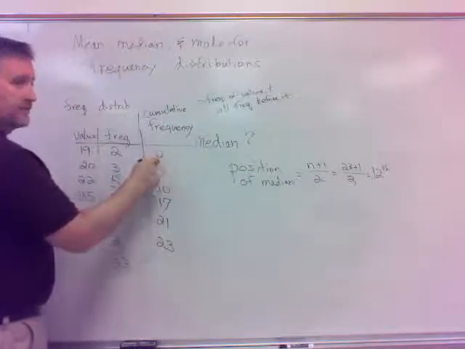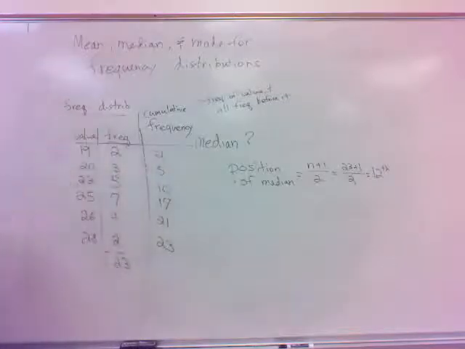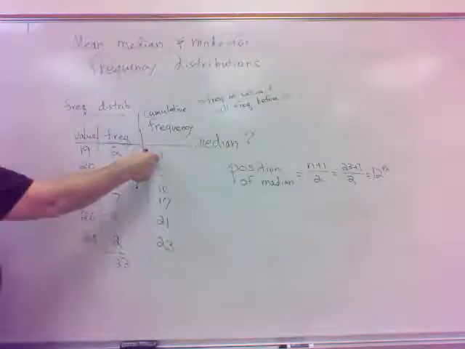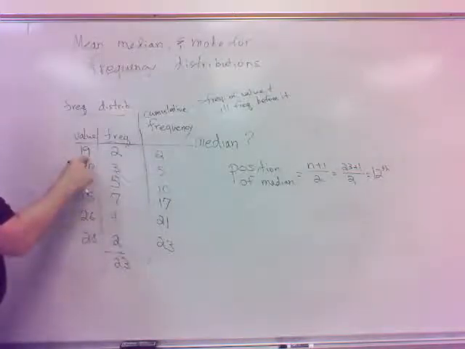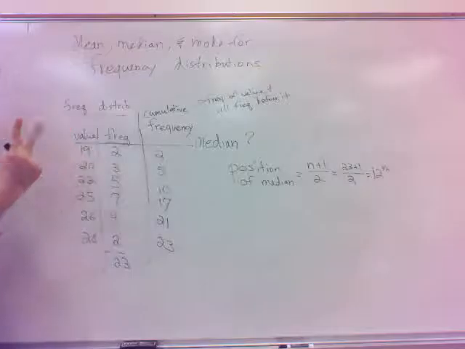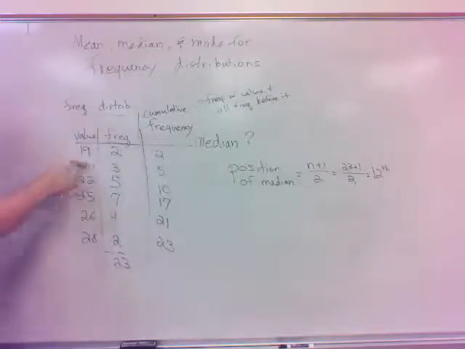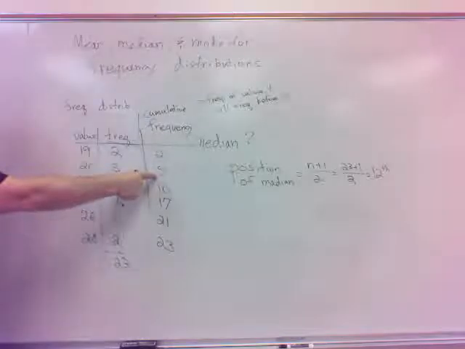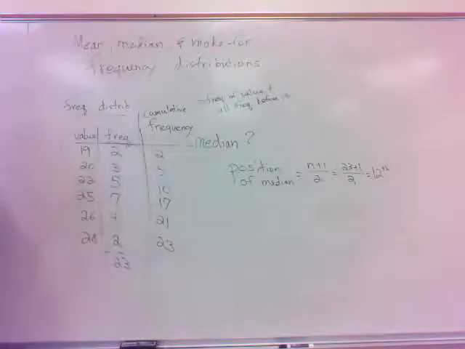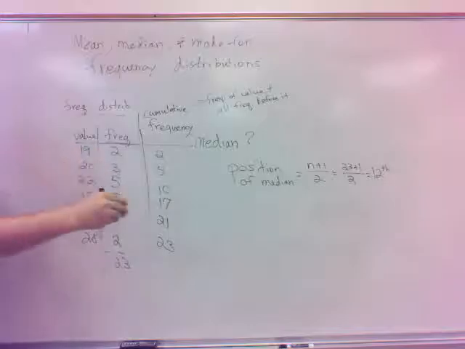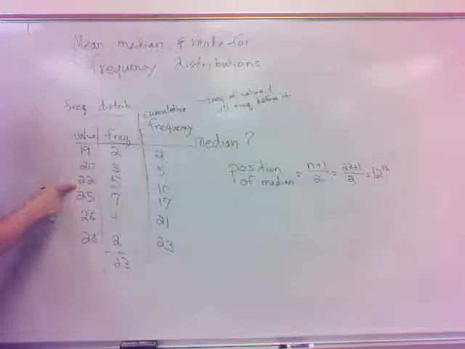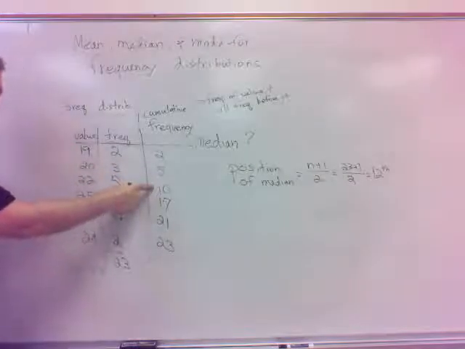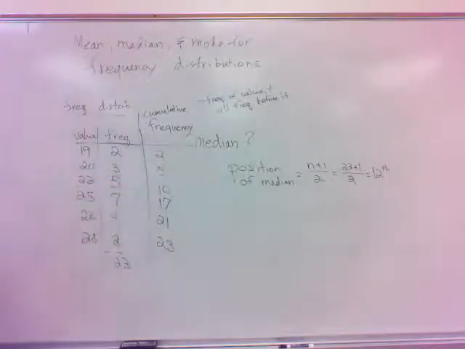This number represents what position the last, for example, 19, is in. The last 19 is in the second slot, obviously, okay? The last 20 is in the 5th slot, right? Because the first 20 would be in the 3rd slot, and the last 20 would be in the 5th slot. What slot is the last 22 in? The 10th spot. Okay? So that slots it out for me.